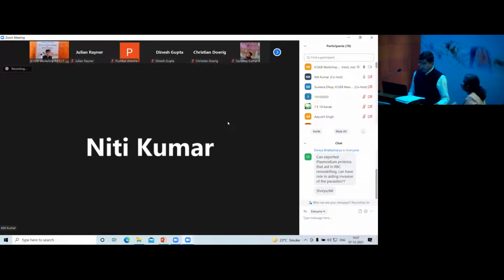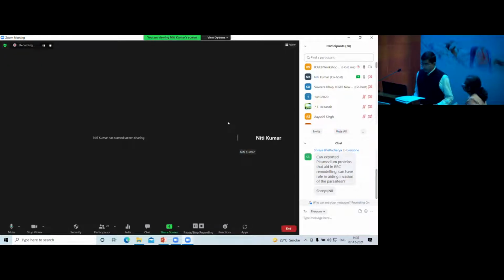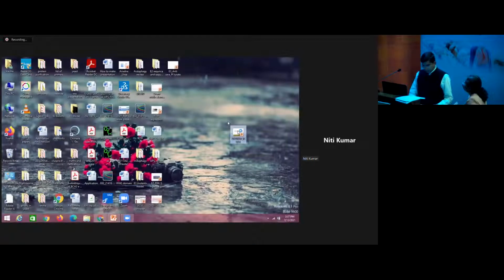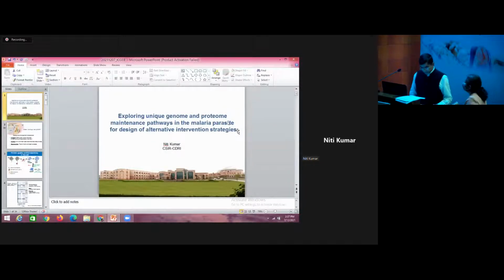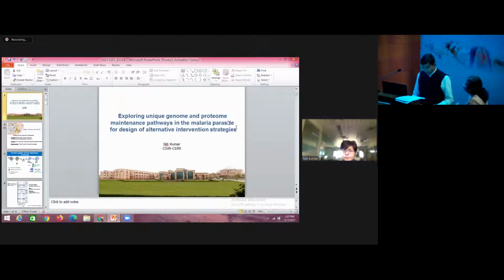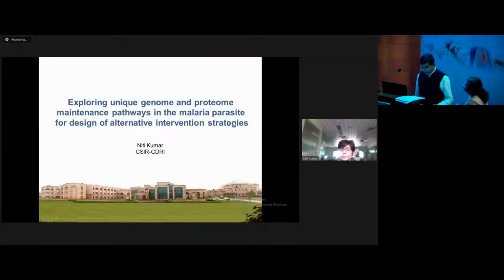Okay, our next speaker is Dr. Neeti Kumar. She's a senior scientist at CDRI Lucknow, and her group works on quality control processes in the cell during stress conditions. And today she's speaking on exploring unique genome and proteome maintenance pathway in the parasite, which is for alternative intervention strategies. Over to you, Neeti.